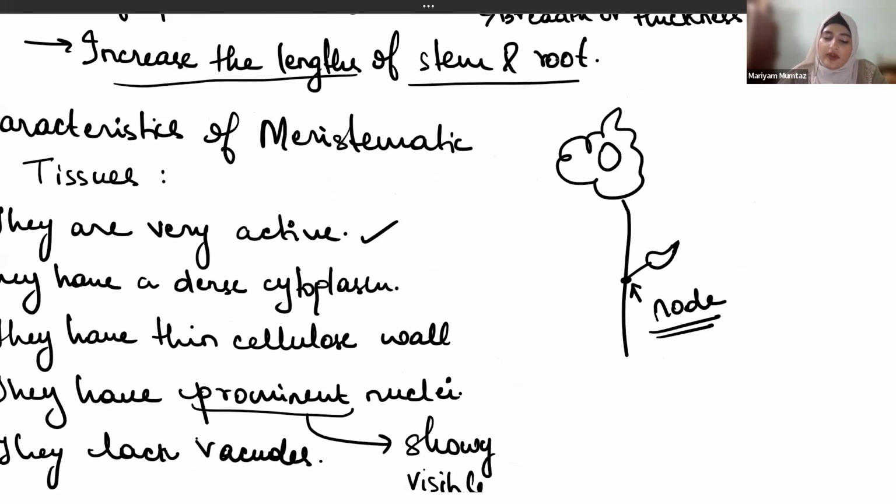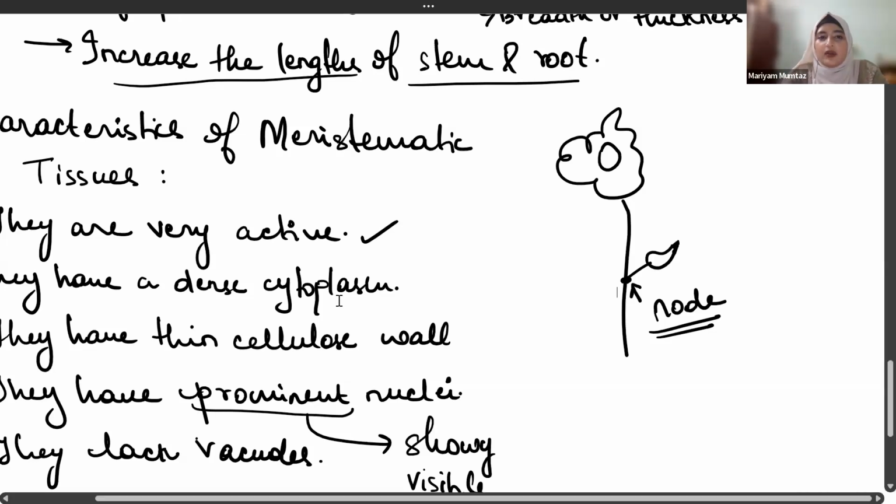What happens at the node, Rima? Where is the node? What happens at the node? It will grow. Yeah, leaf formation, or the leaves arise from the node.